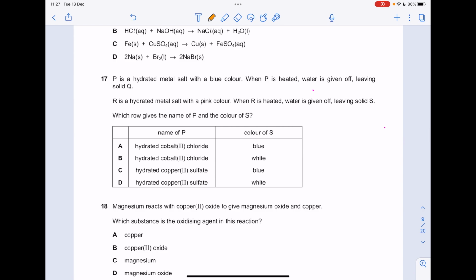P is a hydrated metal salt with a blue colour. When P is heated, water is given off, leaving solid Q. R is a hydrated metal salt with a pink colour. When R is heated, water is given off, giving solid S. What is the name of P and the colour of S? This is the chemical test for water. So we have hydrated copper sulfate here, which when it's heated and the water's given off turns white because it's now anhydrous.